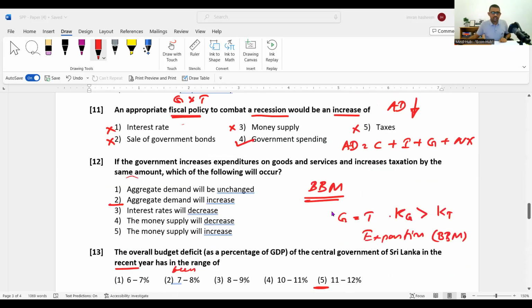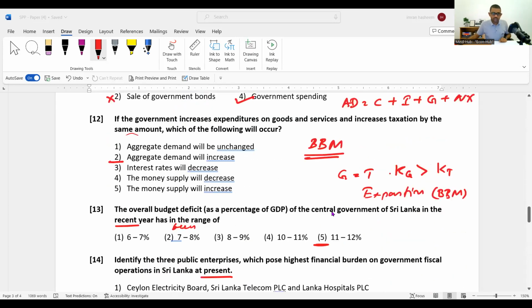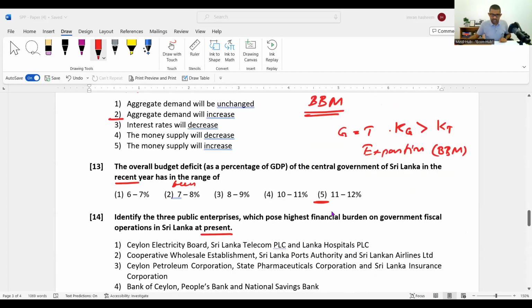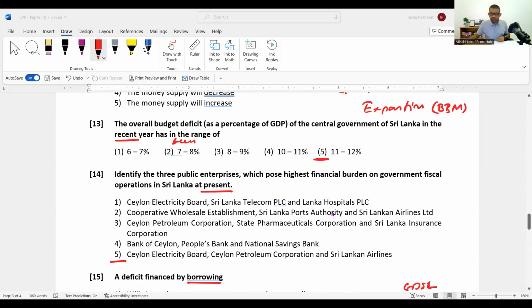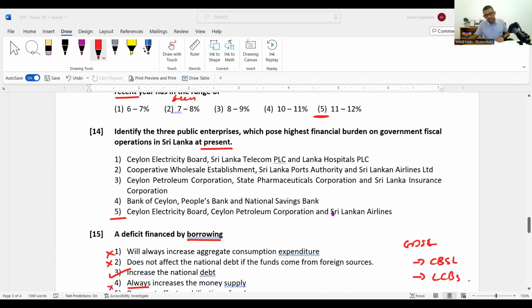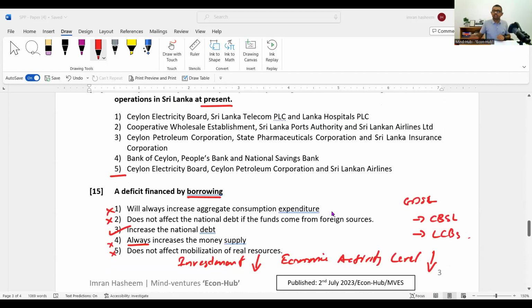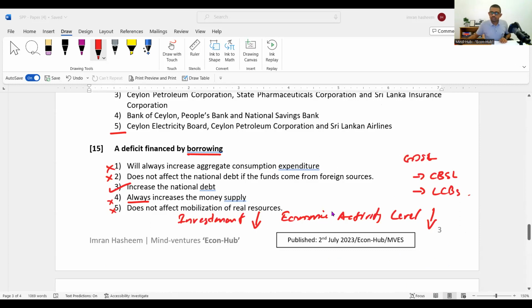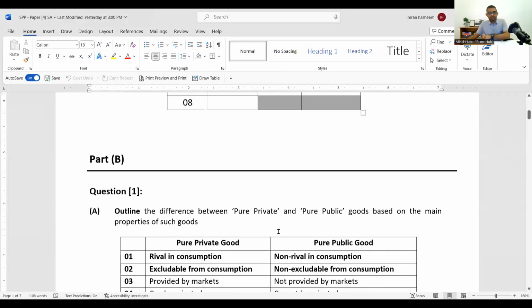Question 11, answer number 4. Question 12, answer number 2. Question 13, answer number 5. Question 14, answer number 5. And question 15, answer number 3. That's part A of the fourth practice paper. Now, we'll quickly run through the complete or comprehensive suggested answers I have given for part B.